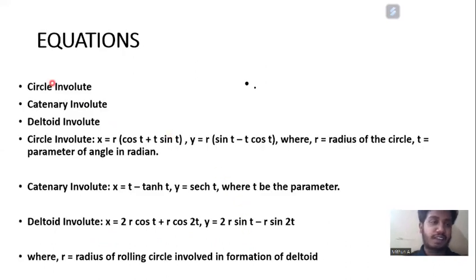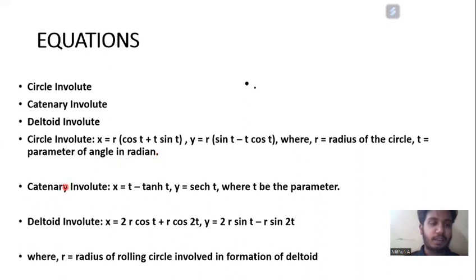So here are the equations for the circular involute, catenary involute, and deltoid involute. Circular involute: x is equal to r times (cos t plus t sin t), y is equal to r times (sin t minus t cos t), where r is the radius of the circle and t is the parameter, an angle in radians.